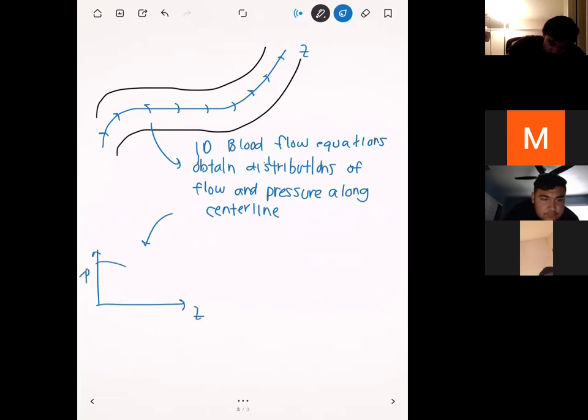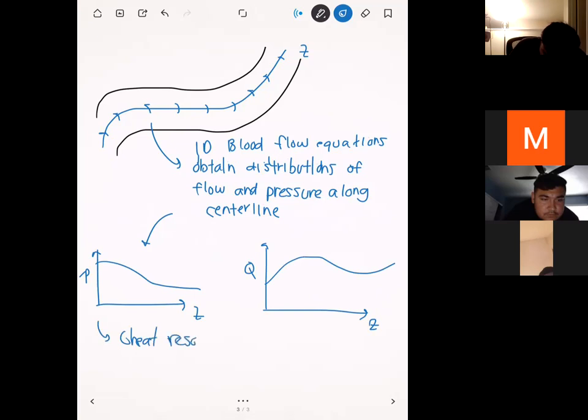We might have something that looks like this. Or if we have flow, the flow might go something like this, right? And so the 1D equations do a great job at providing spatial resolution in that flow direction. And a lot of times, this is the place where we want the most spatial resolution, too, right?